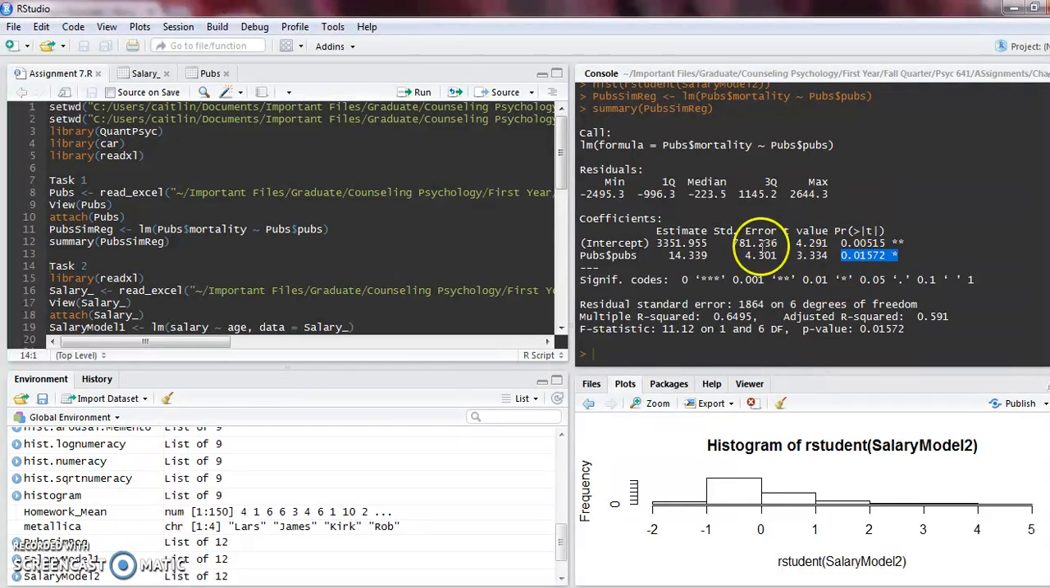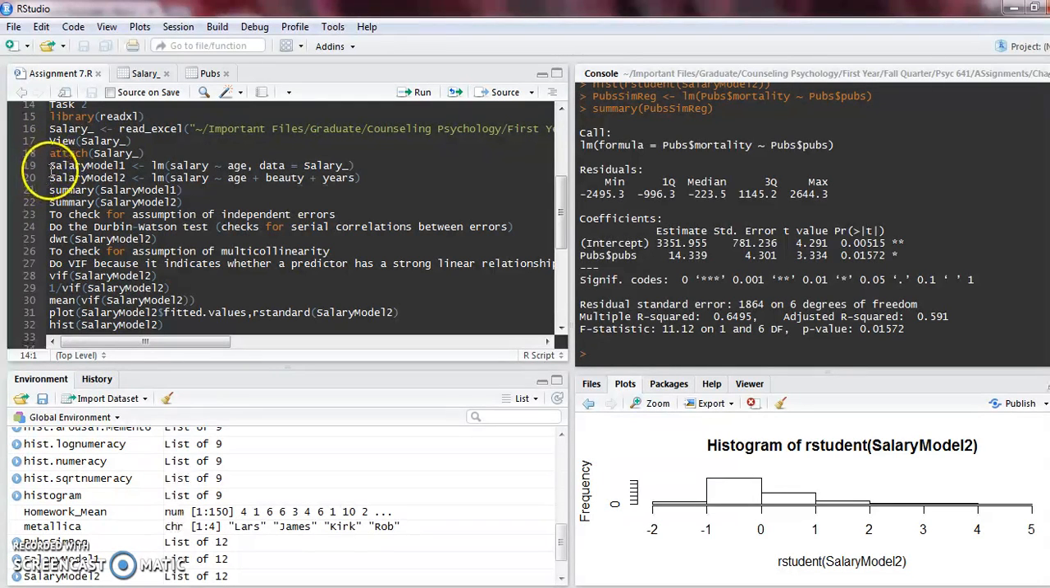With the t value, the bigger the t value, the bigger the contribution. This is a significant value right here. So it can be concluded that the number of pubs has a significant contribution on mortality rates. So in essence, in a long-winded answer, yes, pubs is a significant predictor for mortality. So now we're going to move on to task 2.